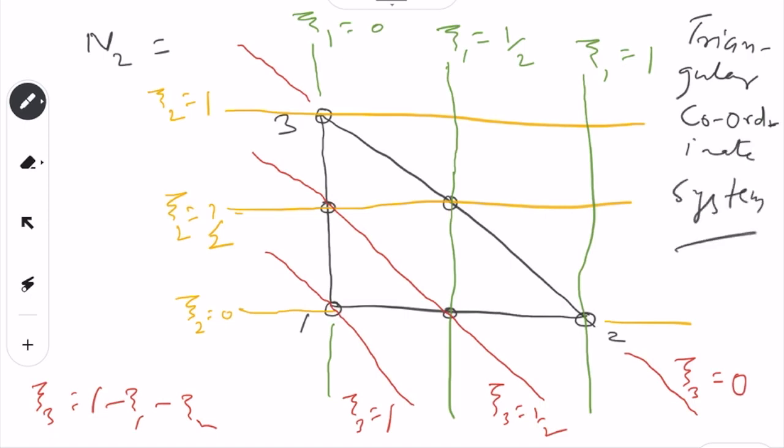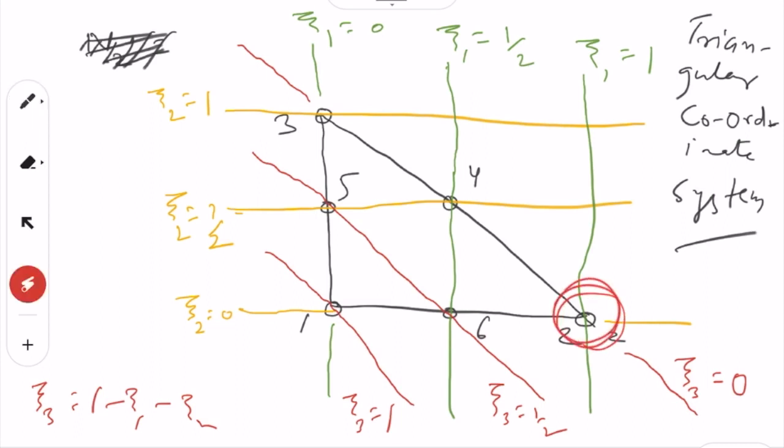Okay, now you can find out N2 later. So if you want to find out, based on that we can actually find out all the values. So this is 1, this is 2, this is 3, then node 4, node 5 and node 6. Okay, so N2, if you want to find out N2, then how will you do it?